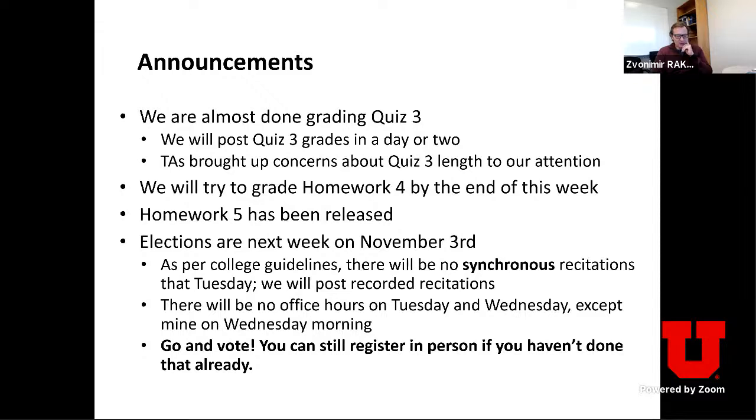Because of this, again, as per college guidelines, there will also be no office hours on Tuesday and Wednesday. So TAs will not have office hours, except I will have mine on Wednesday morning. So I figured, we're not going to force TAs to have office hours, but I'll do mine. So Wednesday morning, if you want to discuss whatever CS2100 issues you have, please come to my office hours. We can also commiserate about the elections as well, if you're up for that. So these are my announcements.